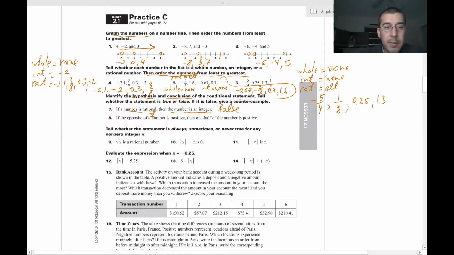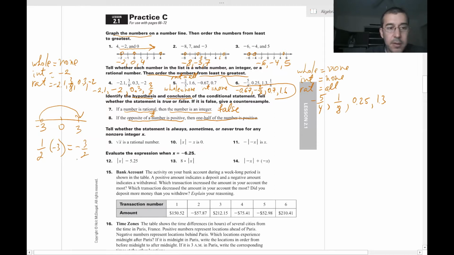Number 8, if the opposite of a number is positive, then 1/2 of the number is positive. So the hypothesis is the opposite of a number is positive. The conclusion is 1/2 of the number is positive. Okay. So if the opposite of a number is positive, so on the number line, right, we have 0, let's say it's -3. So the opposite of -3 is +3, okay, then 1/2 of the number, so 1/2 of -3 is positive. That's not true, because 1/2 of -3 is -3/2.